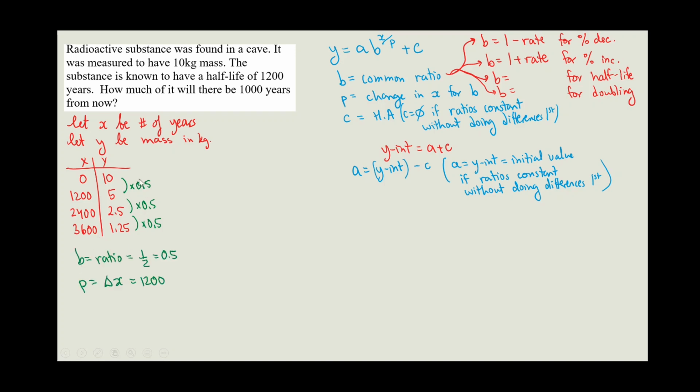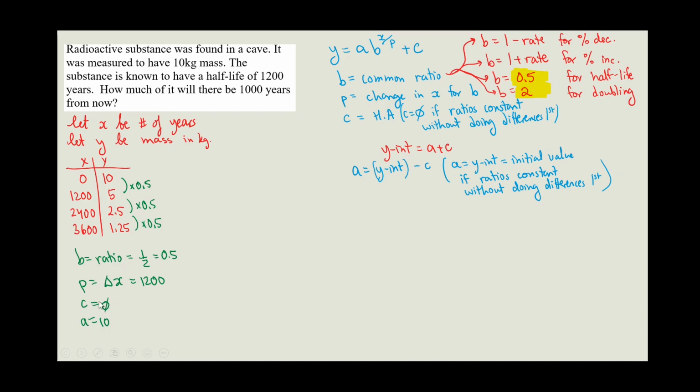So the ratio from this explanation is going to be the 0.5, and the differences in x's here, they go up by 1200. So that would be the p that will go into our exponential. And so we can summarize that for half-life, anytime you see a word problem and it talks about half-life, you can automatically use b as half. And if you see words like doubling, use b as 2. If you see words like tripling, then use b equals 3, because that would be your ratio.